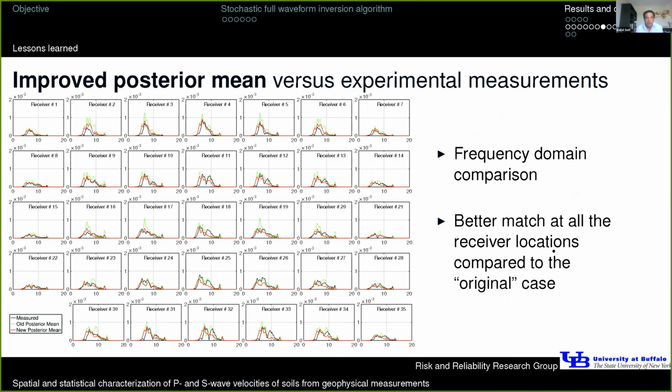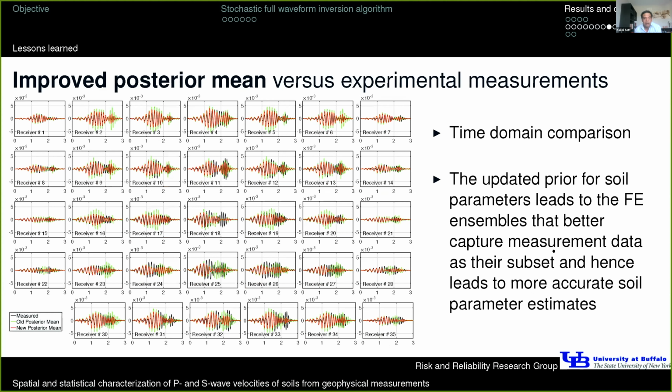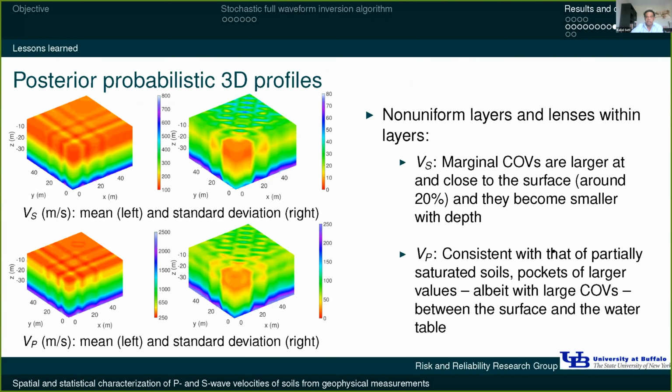So here is the comparison in the frequency domain between the improved posterior mean and the experimental measurements. They did a better job compared to the original case. So here, now it's the time domain comparison at all the receiver locations. So the updated prior for soil parameters leads to finite element ensembles that better compare with measurement data, and hence leads to more accurate soil parameter estimates.